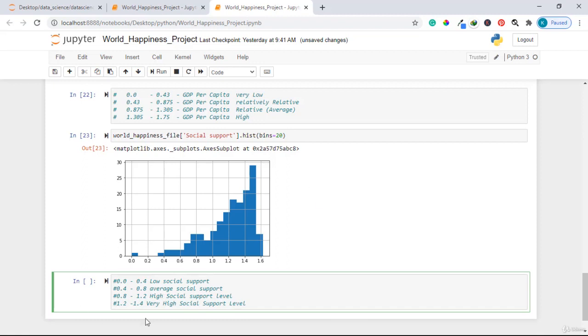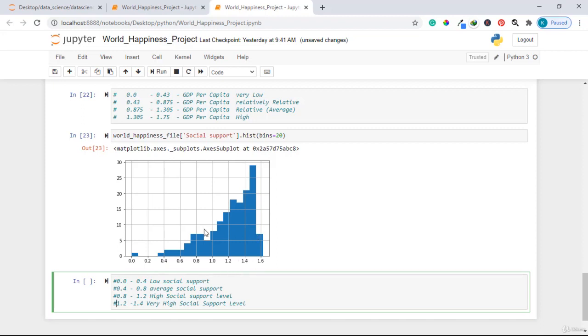So I hope you understand what I'm doing here. I've divided these columns, or rather these 0.4 to 1.6, which represent the level of social support, into 4, so that we can define, let us say, for example, from 0.0 to 0.4, we have around, let us say, 2 countries. You can say from our data sample that we have 2 countries which have a very low social support level.